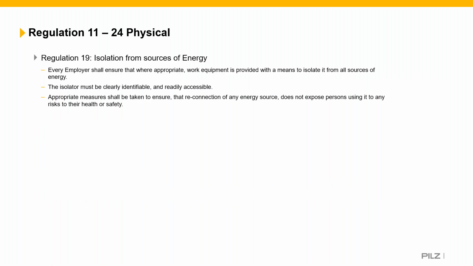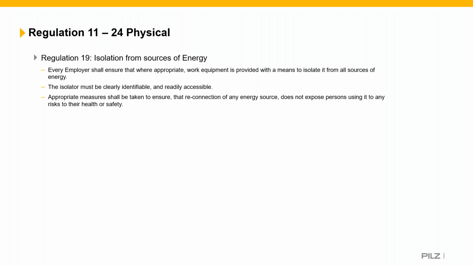Regulation 19 is the isolation from sources of energy. So we need to ensure that, where appropriate, the work equipment has a means to isolate it from all sources of energy. It must be clearly identifiable. So we need to know what isolator performs what function. What is it actually switching off? Is it just local power? Is it all power, or whatever it might be? It needs to be readily accessible, so easy to get to and to be able to activate.